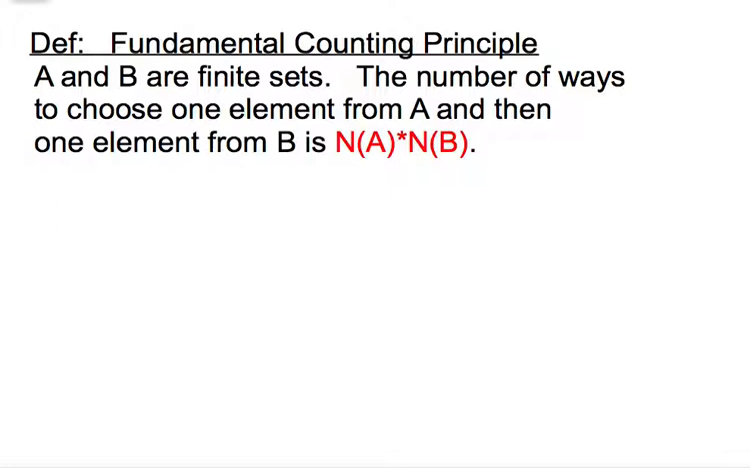Here is the definition of the fundamental counting principle. Let's say we have two finite sets. Finite means they stop. And we want to choose one element from A and one element from B. What we do is we multiply the n of A times the n of B. I'm going to show you this more clearly on our next three examples.